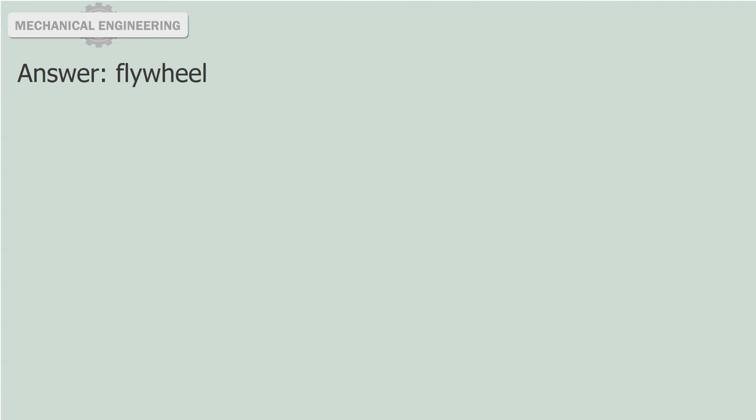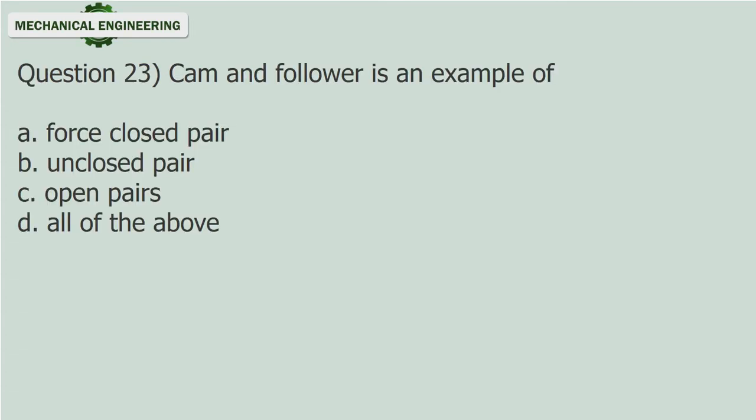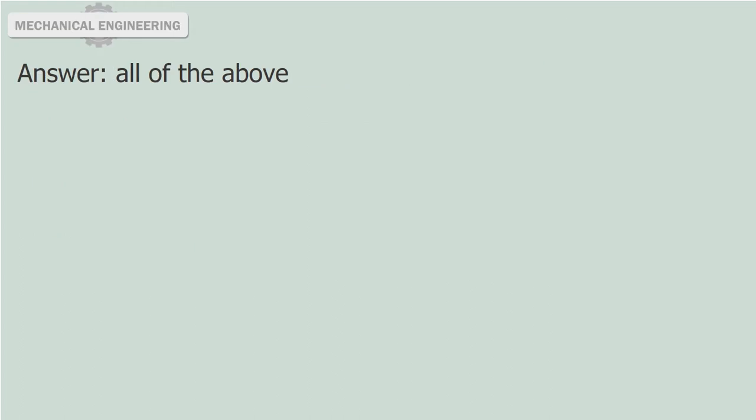Answer: flywheel. Question 23. Cam and follower is an example of: A. Force closed pair. B. Enclosed pair. C. Open pairs. D. All of the above. Answer: all of the above.